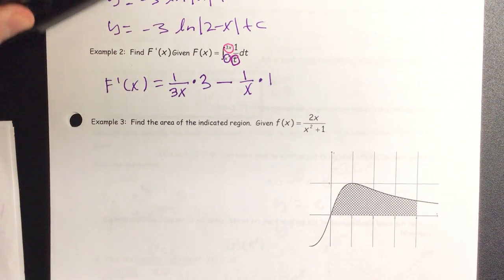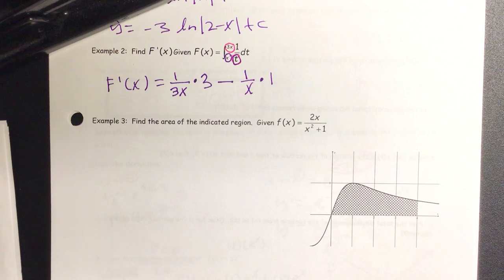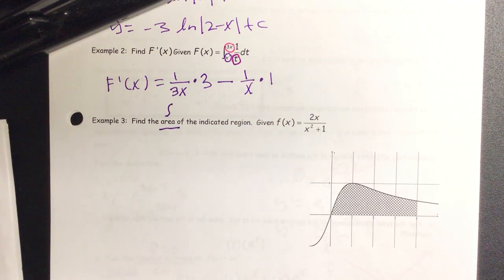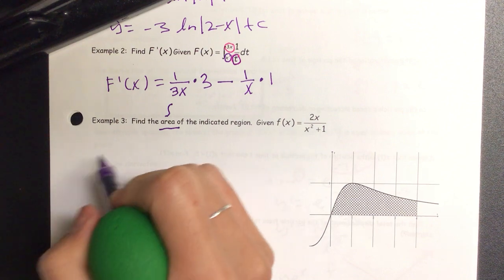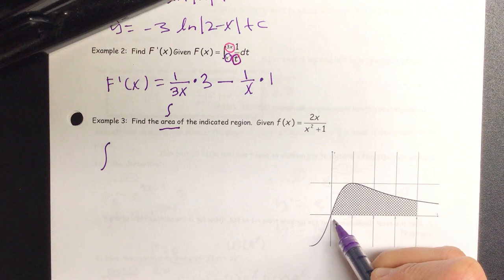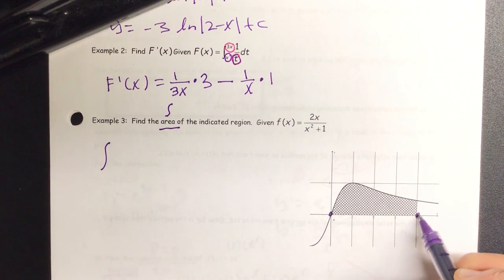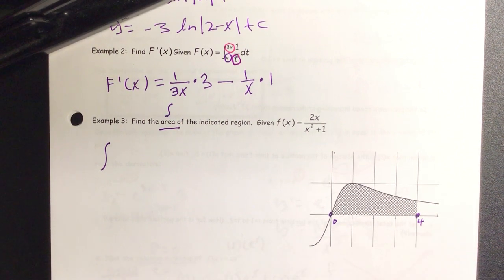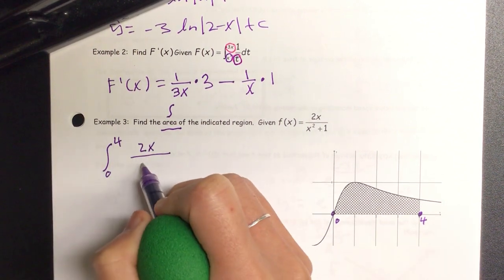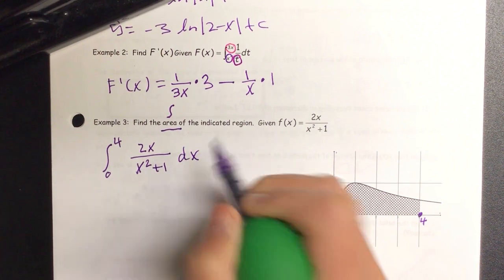Moving on to example number 3. When you are finding the area of a certain region, area is denoted by the integration. So in this case, I'm going to show you by hand, and then afterward, let's see if there's a calculator trick behind it. So we are going to integrate the indicated region. What's my lower number here? 0 and 4. And let's put in the function given, 2x over x squared plus 1 dx.